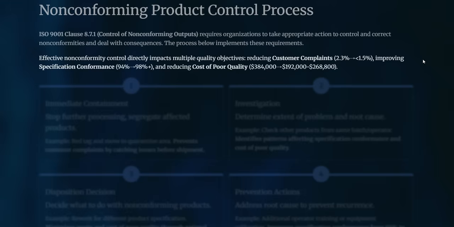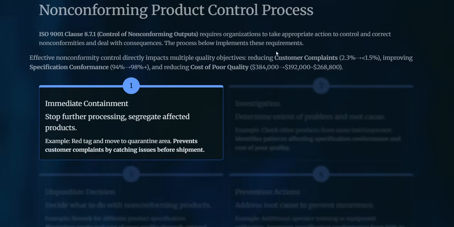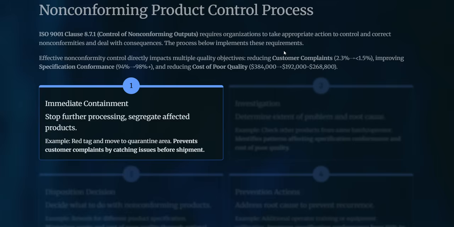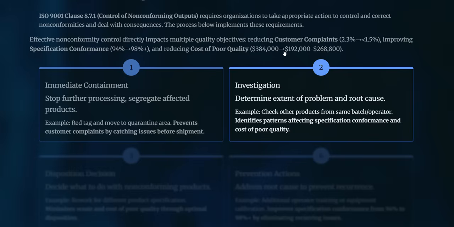So, first, immediate containment. In our control process, we start with immediate containment, which is to stop further processing and segregate affected product. An example of this step is to red tag and move to the quarantine area to prevent customer complaints by catching issues before the shipment. So this is our first step in the product control process. The second step, investigation. We will determine here the extent of the problem and root cause.